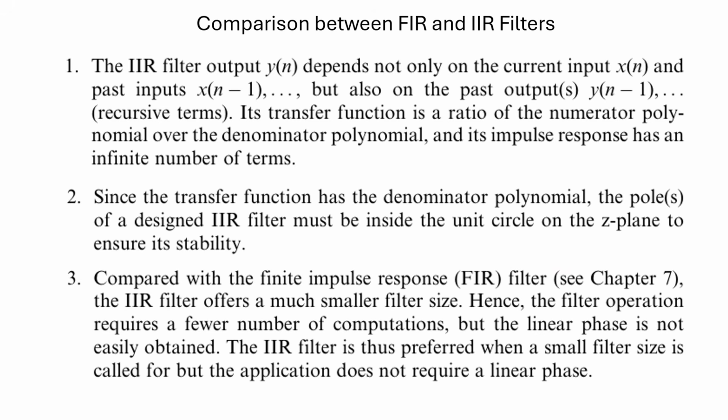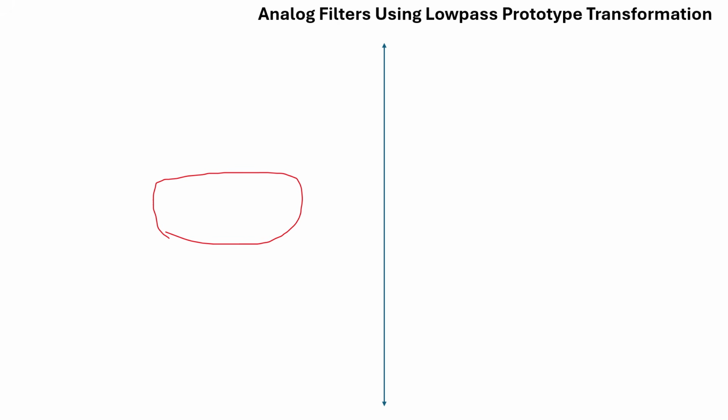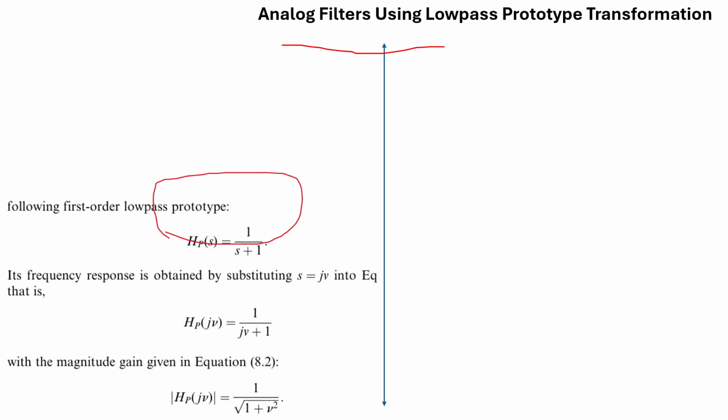This is one of the important ones always, right? So we will check in the Z plane, then compare with the IIR. The IIR filter offers a much smaller filter size, right? So now we are going to design the analog filter using the low pass prototype.